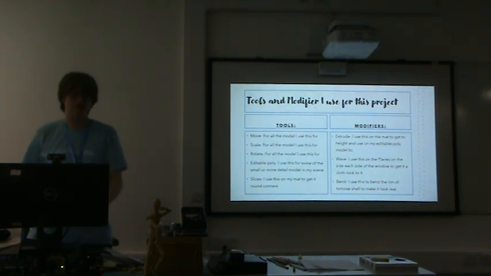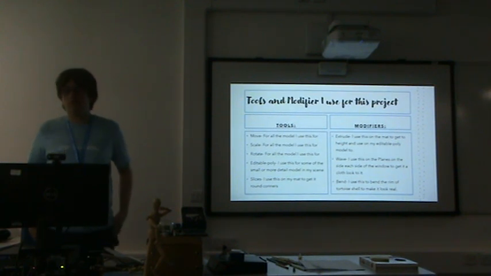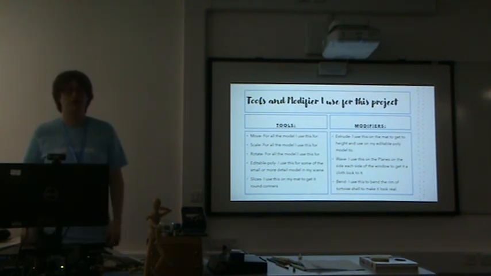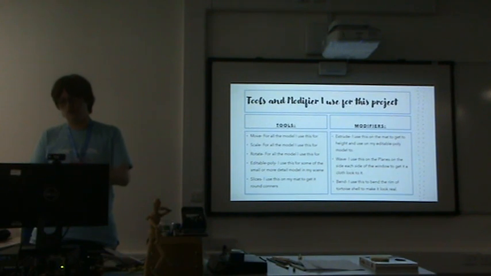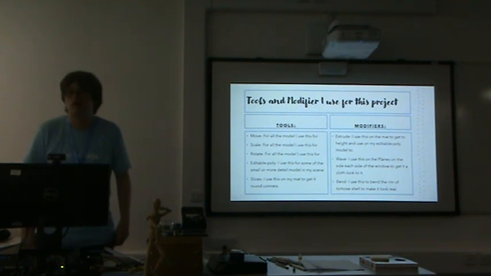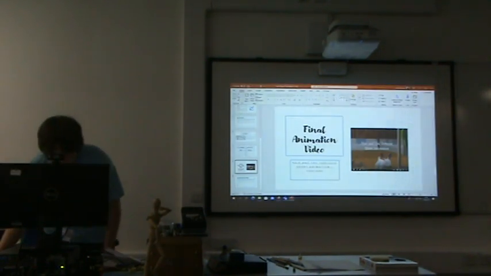When using splines, you have to extrude them so they actually look like a shape instead of just a line. I used the wave modifier to make sure my curtains looked like curtains, with bumps in them, and wavy. Then I used the bend tool for the tortoise's shell. You'd have the top bit, then the ring around it, and I bent it slightly so it doesn't look just circular, to make it look real. So, my final animation.